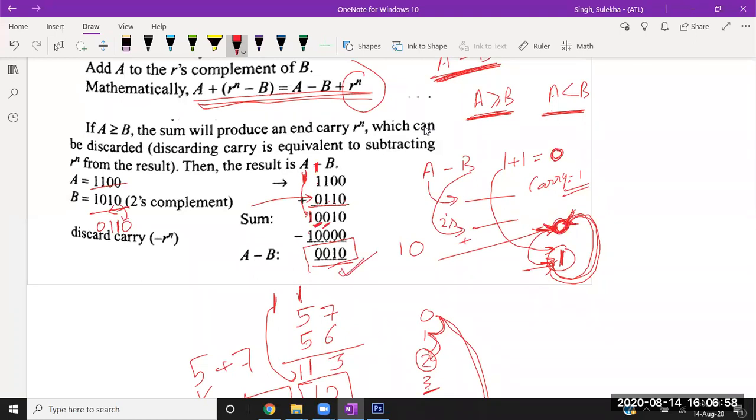If I convert this number, what is its decimal value? That is 12. What is the decimal value of this one? That is 10. When I subtract 12 minus 10 in decimal, I land at 2. So if you convert this number to decimal, you will see this is 2 of the decimal number system.